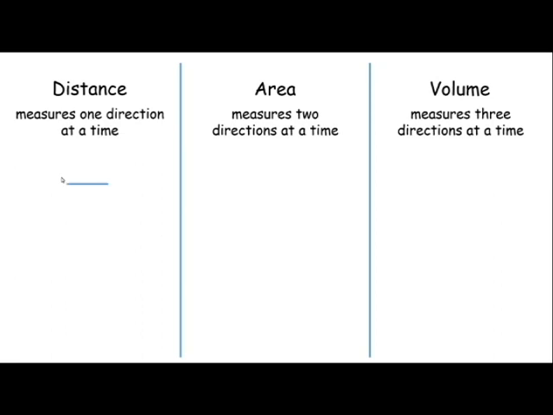So when I talk about length, that's one dimensional. When I talk about height, that's one dimensional. When I talk about width, that's one dimensional. And so when we begin to talk about measuring how long edges are, we're talking about things like centimeters and inches and feet.